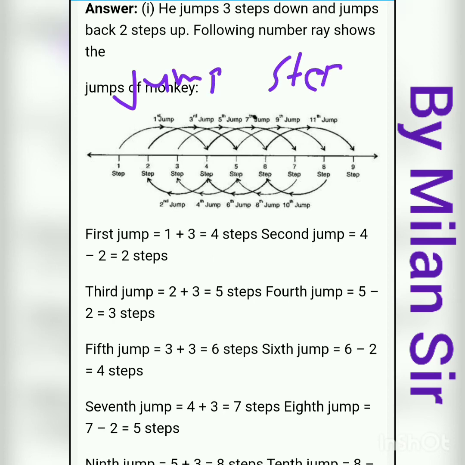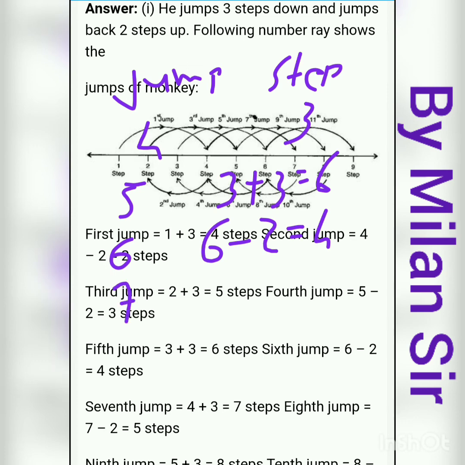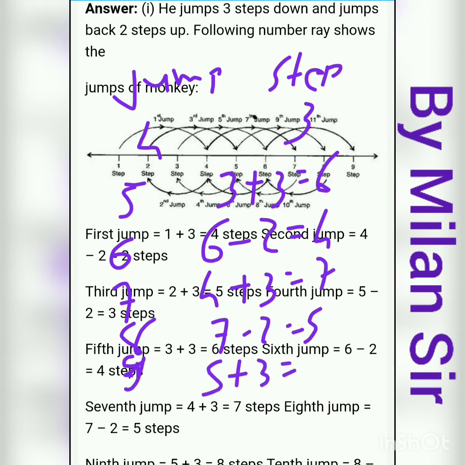Here we have answer for fourth step, here 3. Then for fifth step again 3 step downward, so plus 3. And sixth jump 2 step up, so minus 2. In seventh step 3 step down, and in eighth step 2 step up, right? In ninth jump 3 step down, so again plus 3, and in 10th jump again 2 step up, so 8 minus 2, 6.